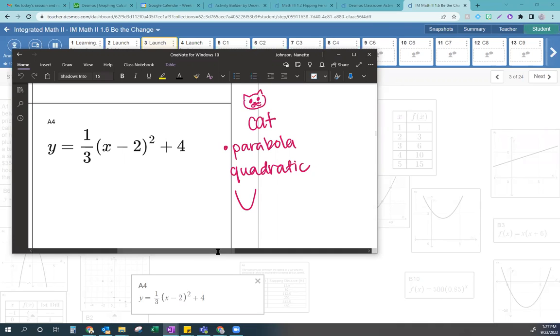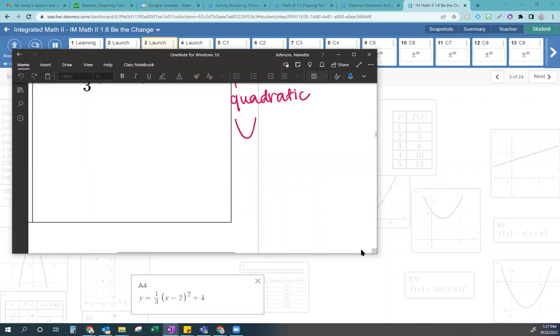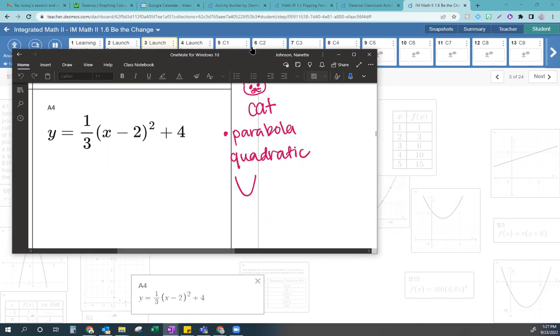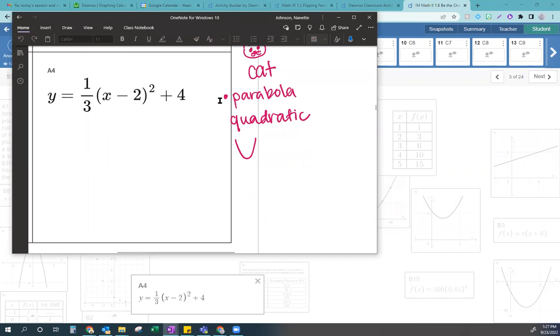So let me write a table. I asked you, okay, well, what do you think I'm going to do first? And someone's like, oh, you're going to do a table. Exactly. I'm trying to grab this so I can make it bigger. There we go. Okay. So I'm going to make a table of values because again, that's my favorite. I usually start with 0 because that's my favorite number to start with.